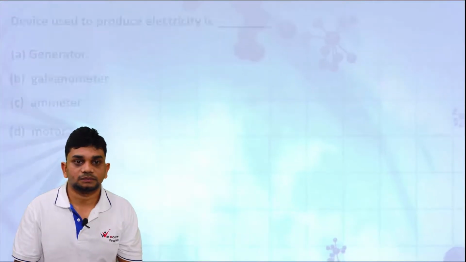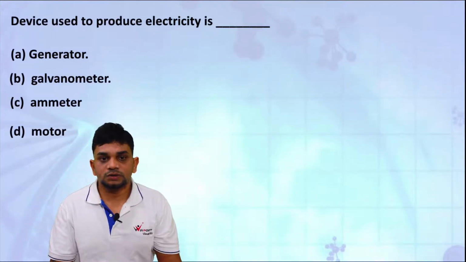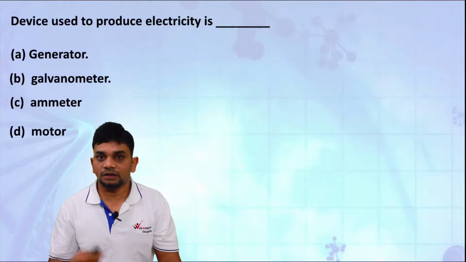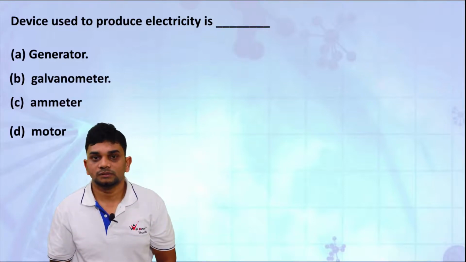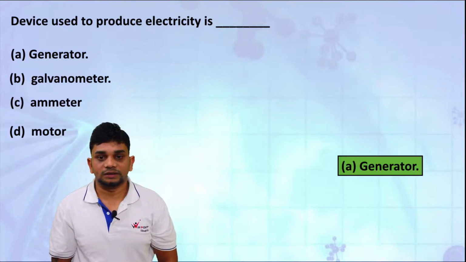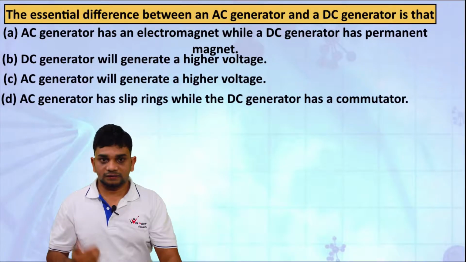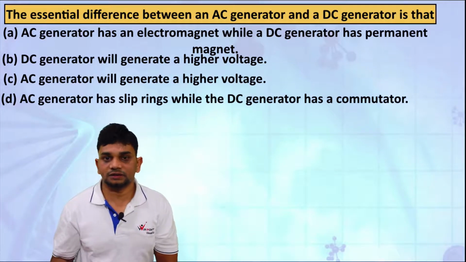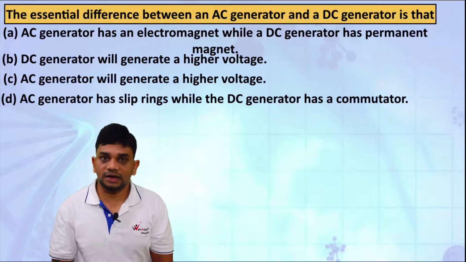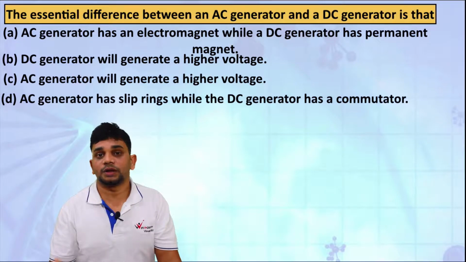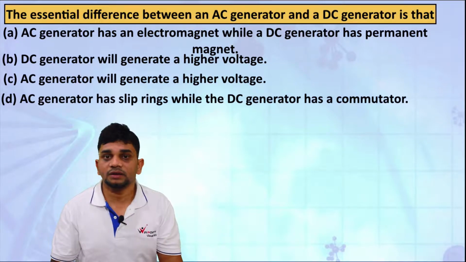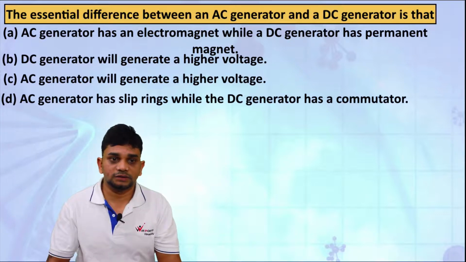Next question. Device used to produce electricity is, we can produce electricity using a generator. So the answer is generator. The essential difference between an AC generator and a DC generator is that the AC generator has slip rings and the DC generator has split rings. That is also one of the differences.